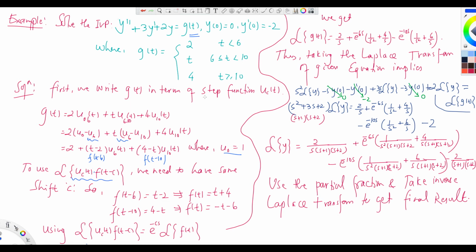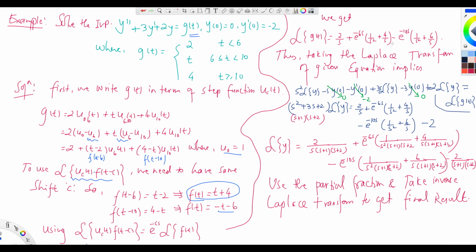Okay, so the Laplace transform of 2 is 2 over s. And what is the Laplace transform of u_6(t) times f(t - 6)? This is e to the negative 6s times the Laplace transform of f. What is the f in that case? That's the f. So the Laplace transform of t is 1 over s squared, and the Laplace transform of 4 is 4 over s. Similarly we do it for the third term. So it is e to the negative 10s times the Laplace transform of negative t, which is negative 1 over s squared, and negative 6 over s, but I took that negative sign outside here.